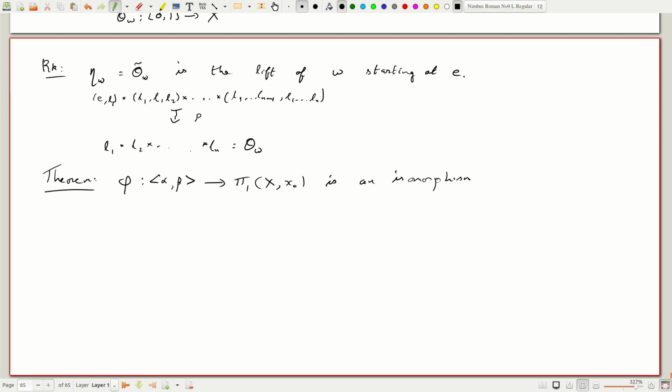And we'll have another result which we'll get as a corollary of the methods, not of this theorem. Okay, so proof. Let's show injectivity. So how do we show injectivity? Suppose G is an element in alpha beta.